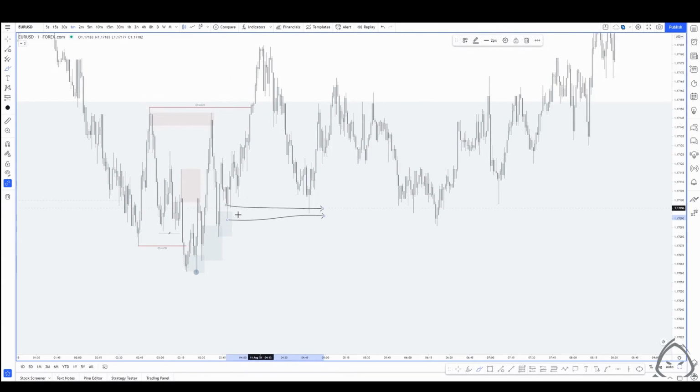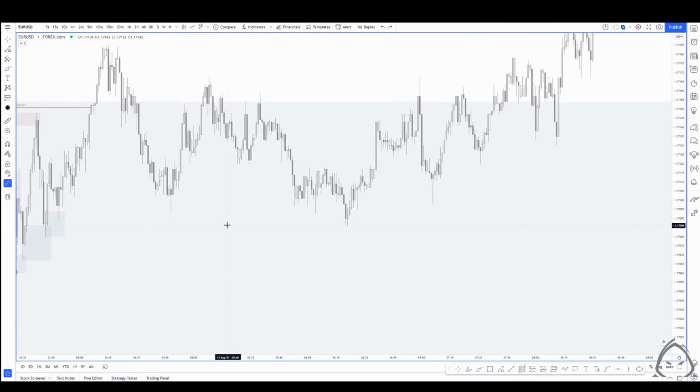If we look here, again, we tap into it. We've broken structure. We can see that we've actually broken true structure. All of this is more minor structure until we break swing structure on the 15-minute. That's our true change of character on the 15-minute. We tap in, so we have a mitigation. We break structure. Do we take liquidity? No, we don't. But that's okay.